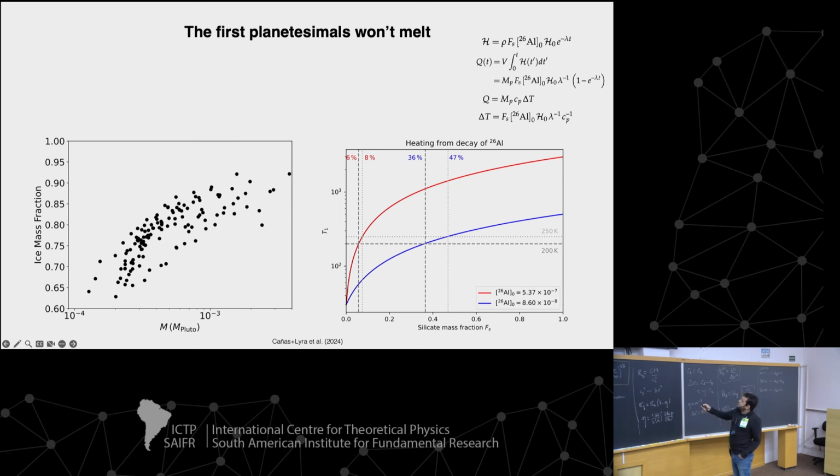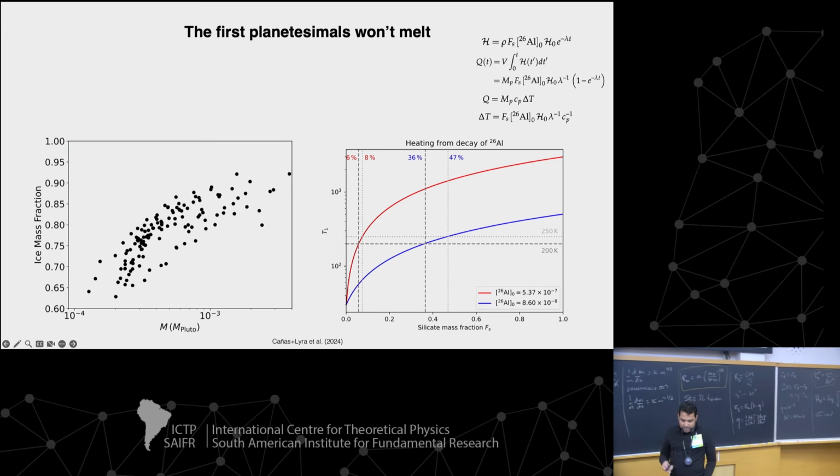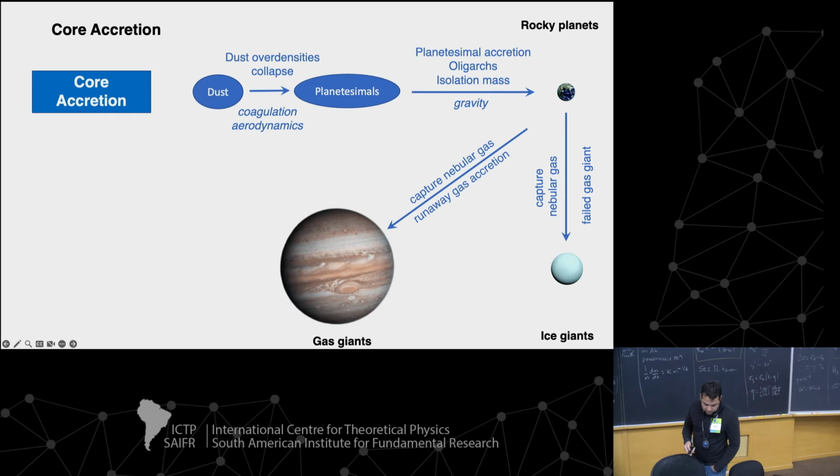So these are the thresholds of about 250 Kelvin and 200 Kelvin. And then to reach 250 Kelvin, even 47% silicate mass fraction is not enough to achieve that. For the higher abundance, yeah, we would have a problem because 6% silicate would already lead to melting. But with the blue curve, with these ice mass fractions that we find, we are safe. So these objects will not melt. Right. Now the question is how to grow the other objects.